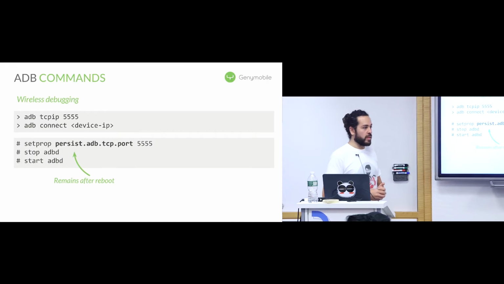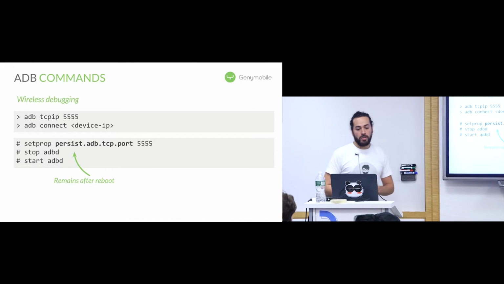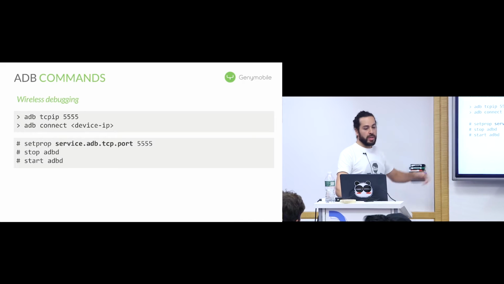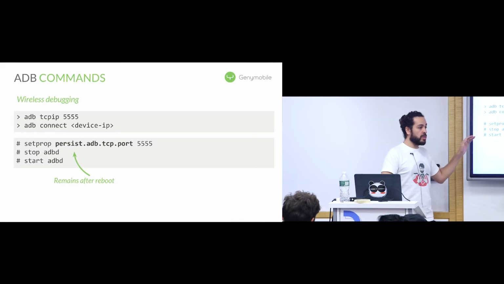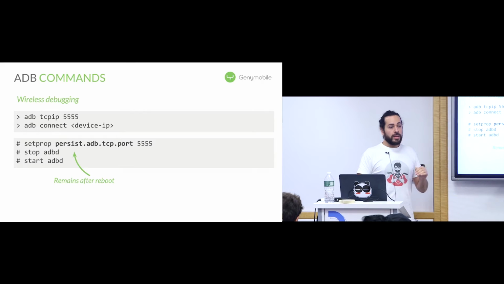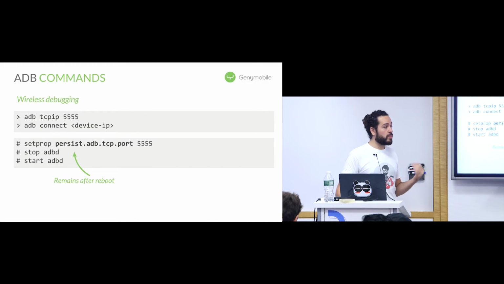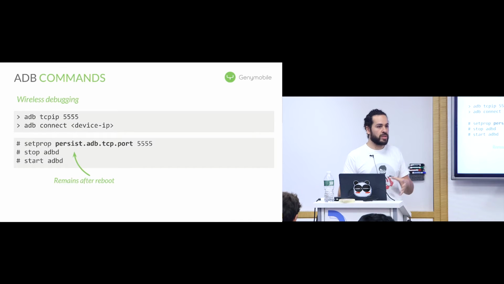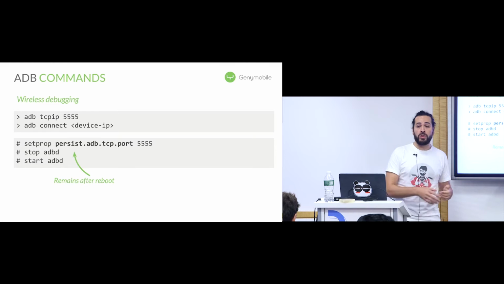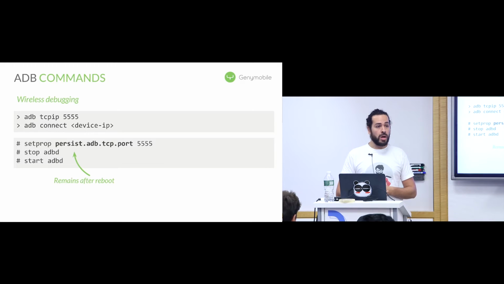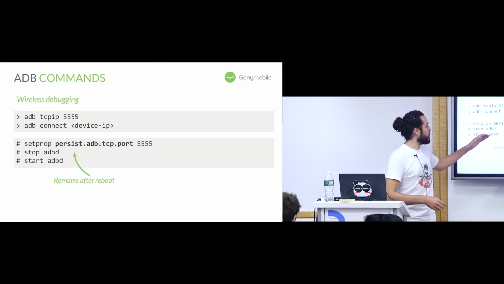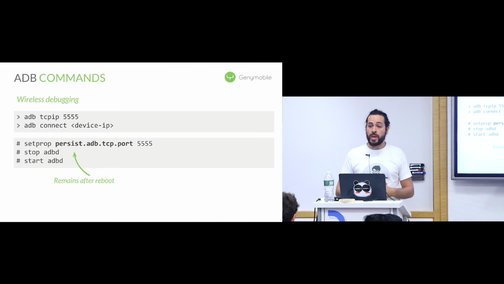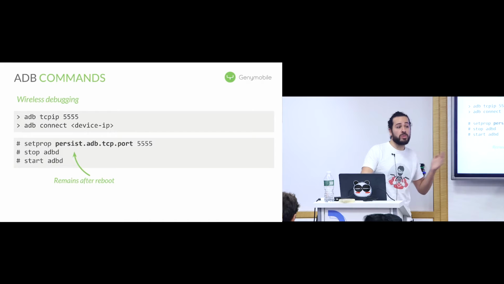And there is something quite interesting: instead of writing service.adb, etc., if you write persist.adb, etc., this property will stay, and it will also be used by the daemon. So for example, if you have a device farm or something like that with devices that you always want to be available on your local network, even after reboot, because service. properties will not persist after reboot, if you type this command, it will remain after the reboot. So it can be useful sometimes for people.